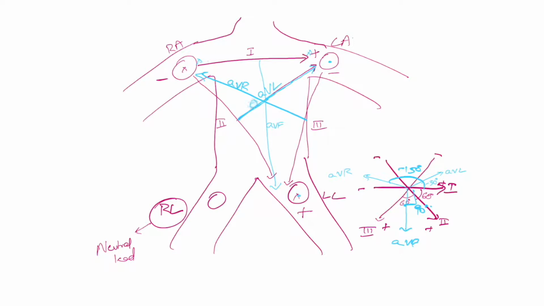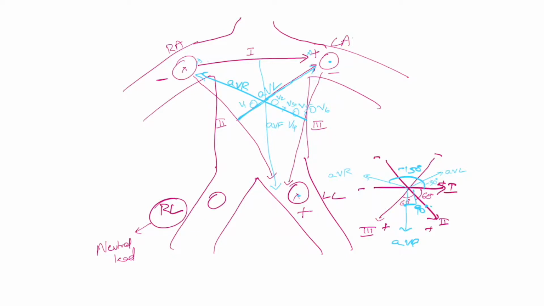The first one is placed just right of the sternum in the fourth intercostal space, so that would be V1. The second one, V2, is placed in the fourth intercostal space to the left of the sternum. V4 is placed in the midclavicular line in the fifth intercostal space, and V6 is placed in the fifth intercostal space in the mid-axillary line. Where are V3 and V5? Well, V3 is between V2 and V4, and V5 is between V4 and V6.